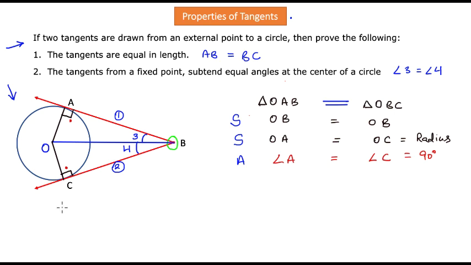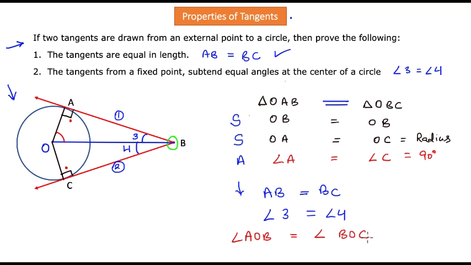But what happens when you have two triangles that are congruent? That simply means all of their corresponding sides are equal, and that will conclude that the side AB is equal to the side BC, which is what we wanted to prove here. And also it tells me if two triangles are congruent, all of their corresponding angles will also be equal. That means angle 3 will be equal to angle 4 because both of them are corresponding angles, right? You can also deduce one more finding, that the angle AOB will be equal to angle BOC, right? Because they are also corresponding angles.